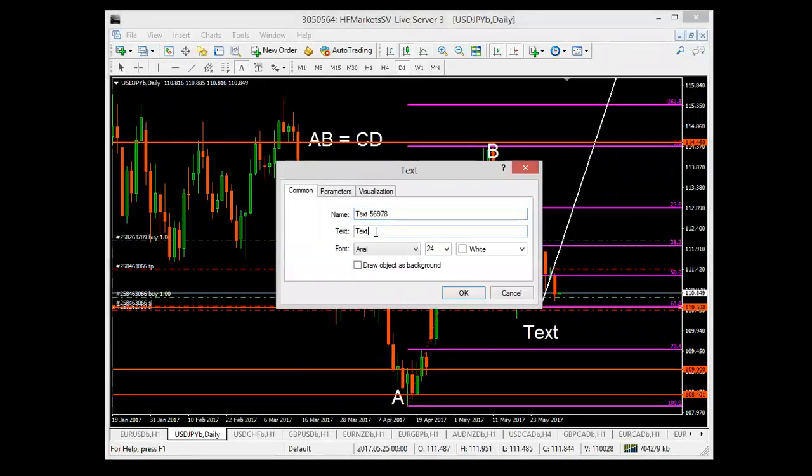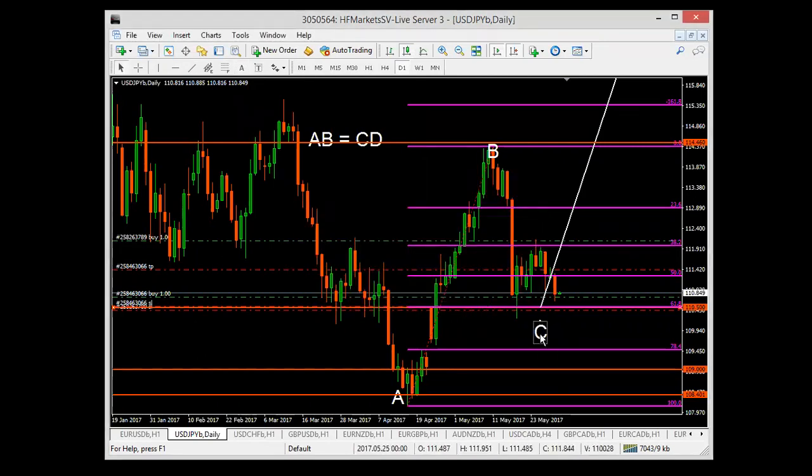If it breaks below it, we cannot tell the price not to go there. It has the right to go there. It has the right to go down. It can decide to make its D at 78.4.